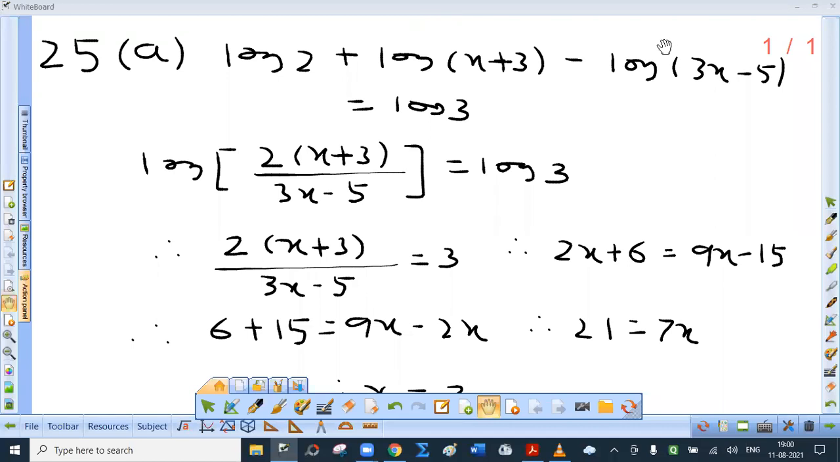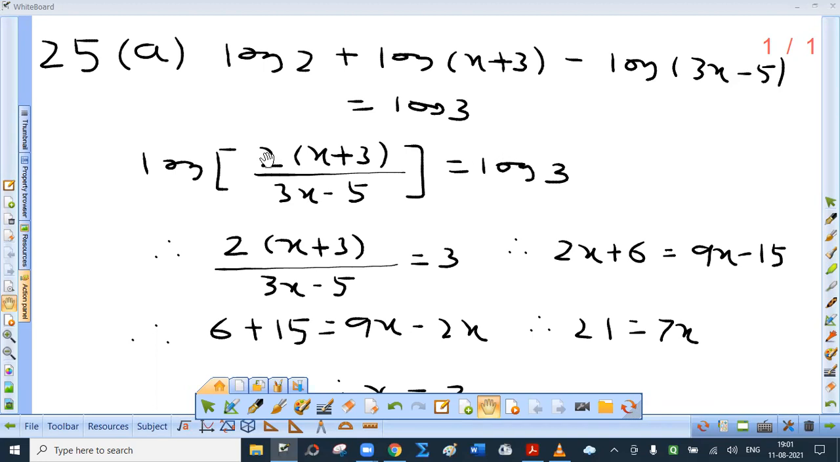25th, solve for x. First, A part, log 2 plus log of x plus 3 minus log of 3x minus 5 equal to log 3. Now log m plus log n is log mn, log m minus log n is log of m upon n. I hope you will not say this is baseless logarithm. This is baseless statement rather. How can logarithm be baseless? Since this is an equation, whatever is the base on LHS, valid base, same is the base on RHS, simple.